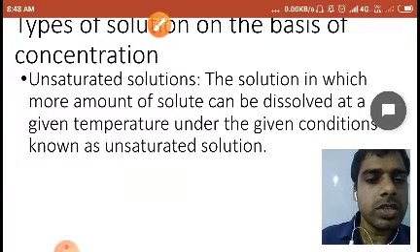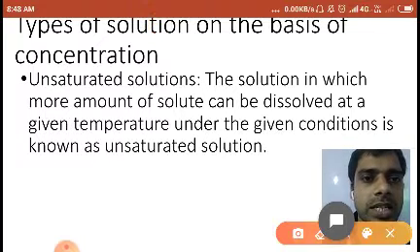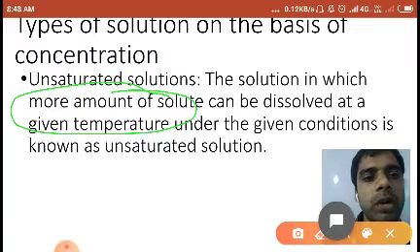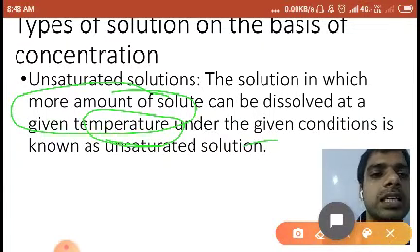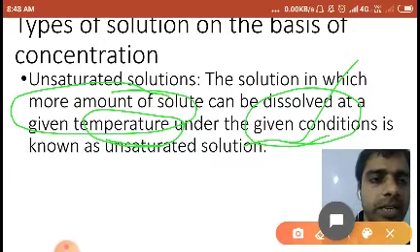First of all, there is the unsaturated solution, and an unsaturated solution means a solution in which more solute can be dissolved at a particular temperature under the given conditions. The given conditions should be fixed. If they are not fixed, then this cannot be called an unsaturated solution.